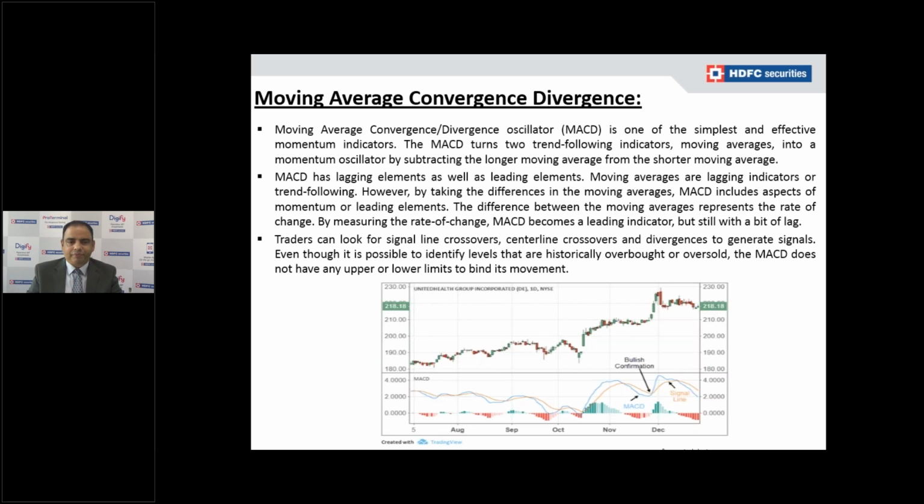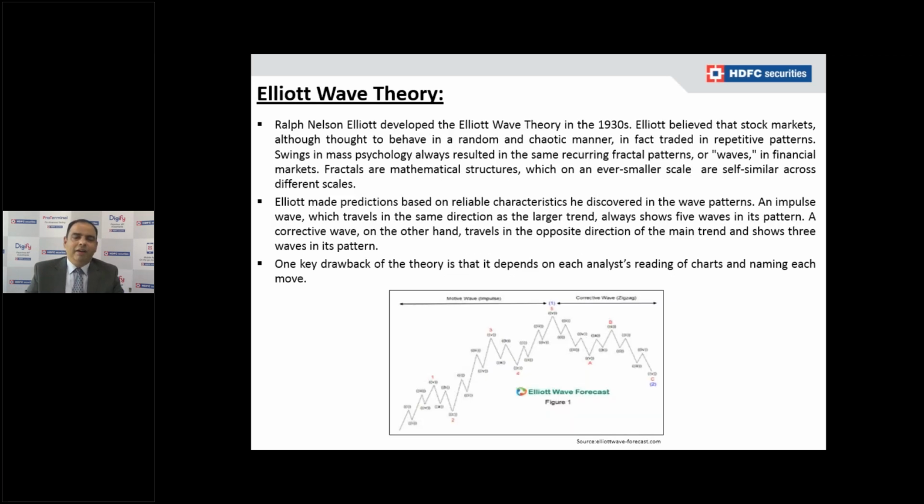Elliott wave theory. Friends, R.N. Elliott created this theory, and it is a very complex theory. What he said is that the market moves in a sequence. He invented the theory in 1930. He believed that although markets appear to behave in a random and chaotic manner, in fact they trade in repeated swings driven by mass psychology. Meaning, the market moves in a sequence.